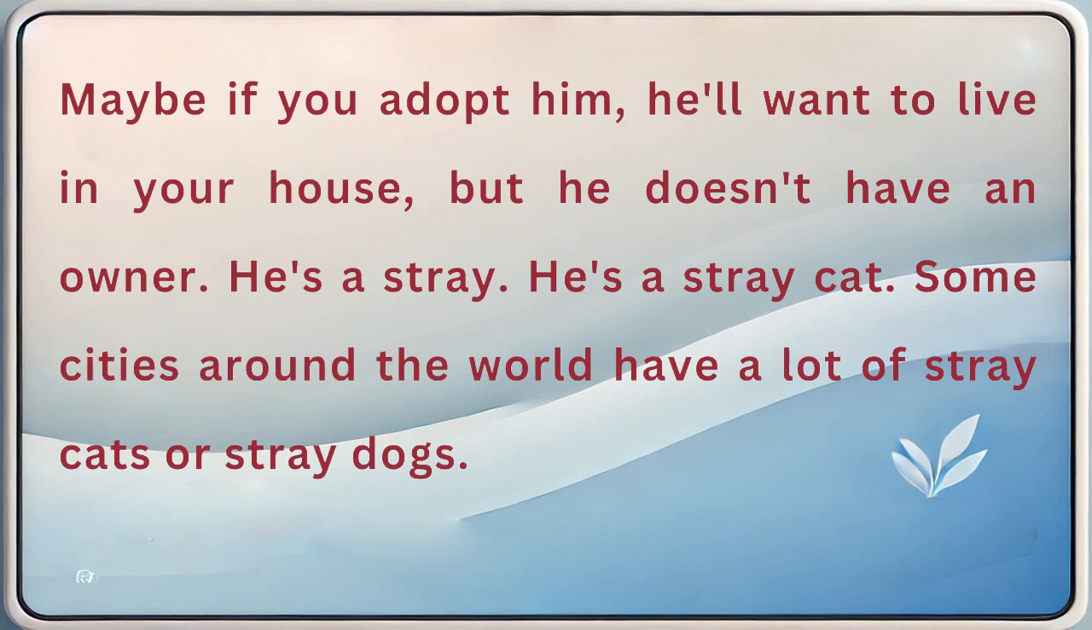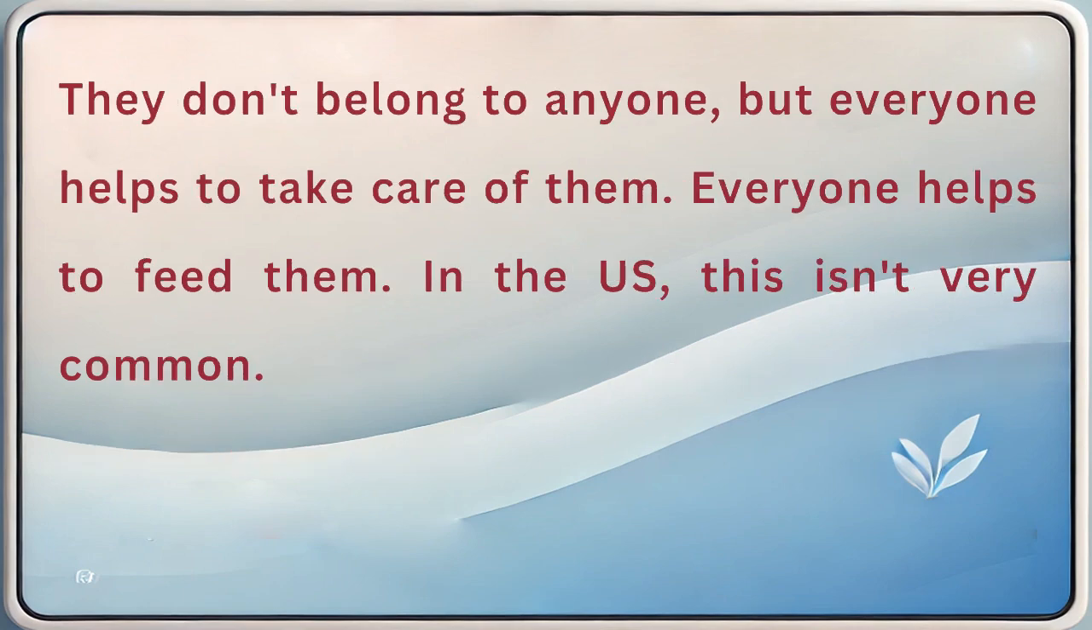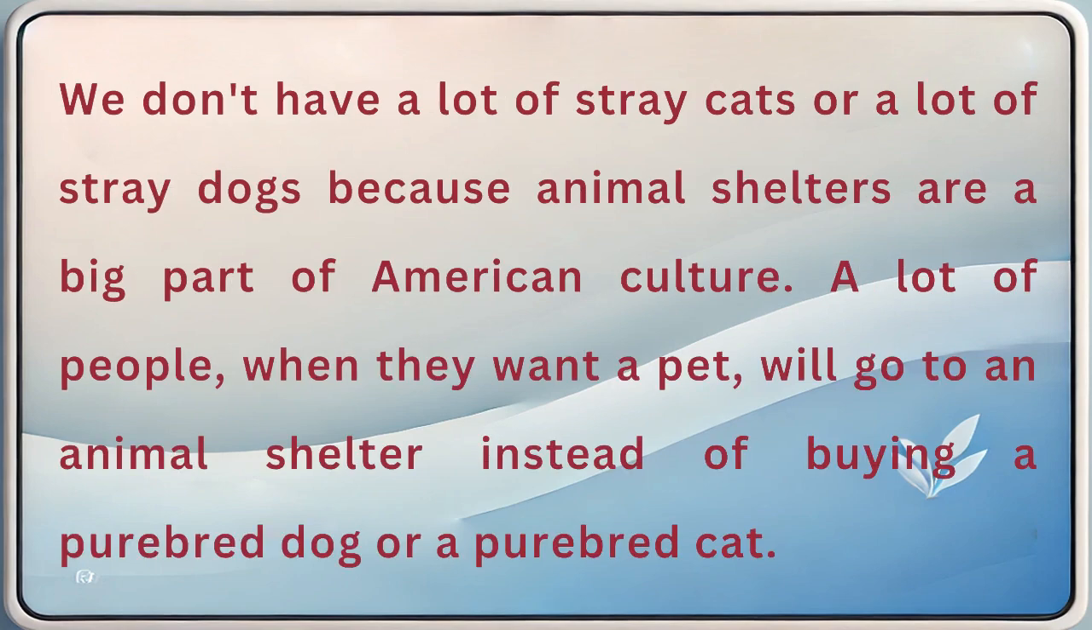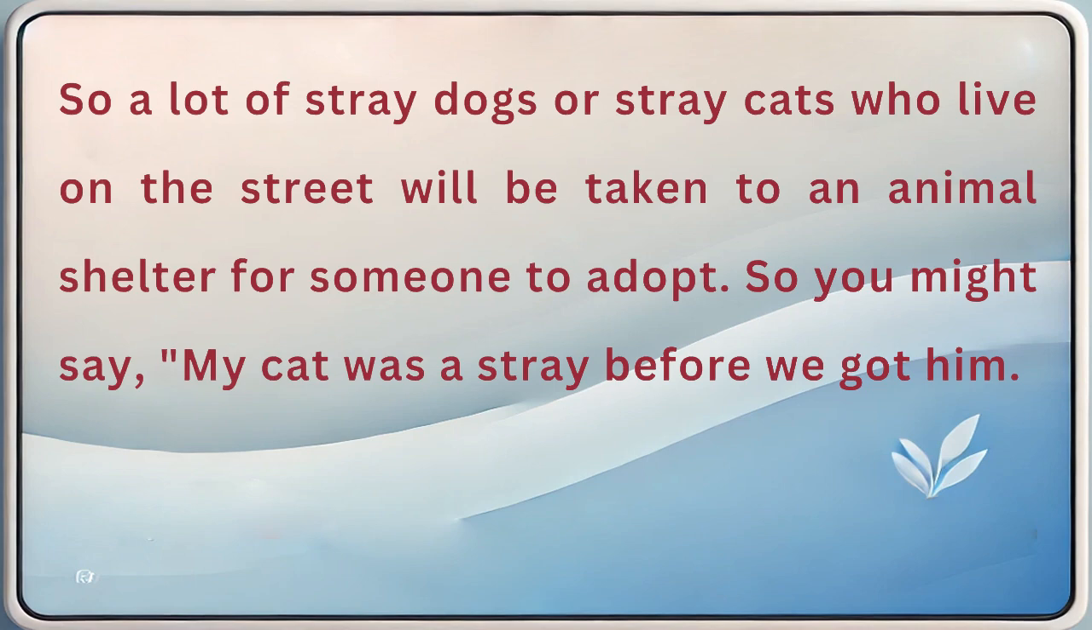Some cities around the world have a lot of stray cats or stray dogs. They don't belong to anyone, but everyone helps to take care of them. Everyone helps to feed them. In the US, this isn't very common. We don't have a lot of stray cats or a lot of stray dogs because animal shelters are a big part of American culture. A lot of people, when they want a pet, will go to an animal shelter instead of buying a purebred dog or a purebred cat. So a lot of stray dogs or stray cats who live on the street will be taken to an animal shelter for someone to adopt. So you might say, "My cat was a stray before we got him."